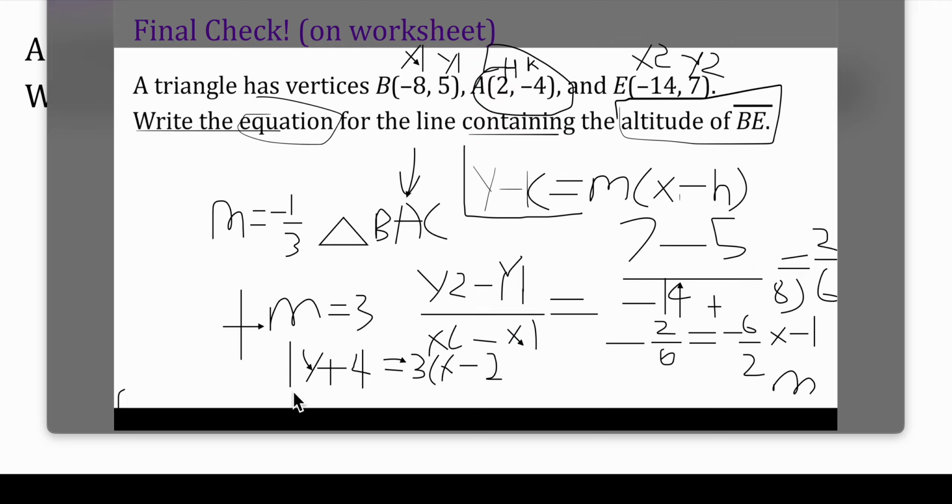This is the equation for the line containing the altitude of BE: y plus 4 equals 3 times (x minus 2).